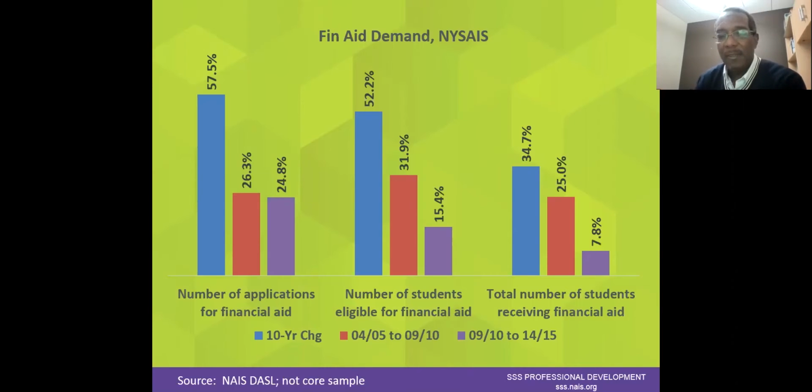As opposed to the last 5 years, where even though there's 25% growth in the number of applications, there's only 15% growth in the number of students actually showing eligibility. So you're getting more families, presumably on the higher income side, throwing their hat in the ring for some help, and they're just not as likely to show eligibility for financial aid as in the previous 5 years.